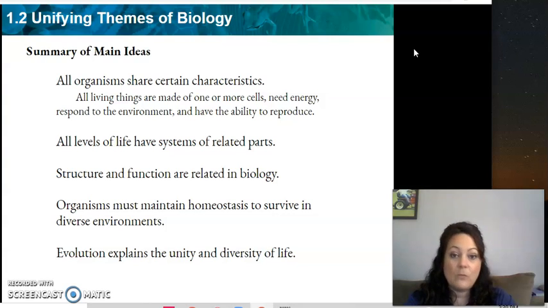all living things are made of one or more cells. They need energy. They have to respond to their environment, and they have to have the ability to reproduce. All levels of life have systems of related parts. Structure and function are related in biology. Organisms must maintain homeostasis to survive in diverse environments. And finally, evolution explains the unity and diversity of life.